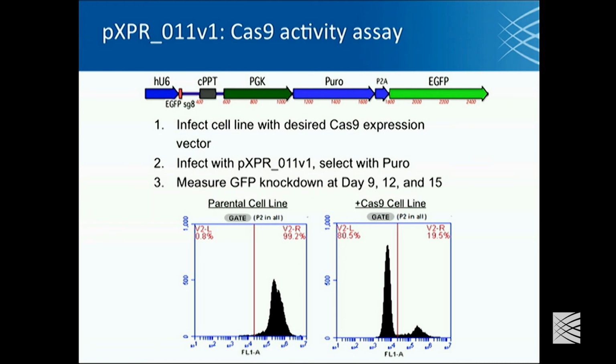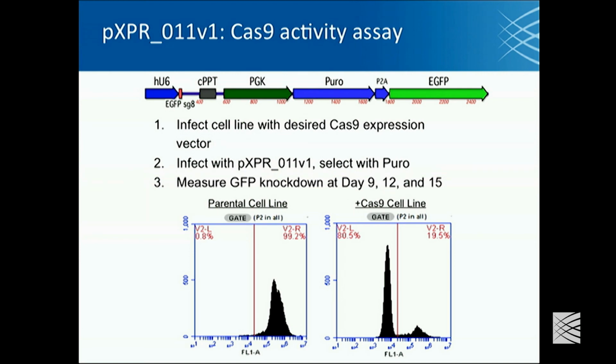Going into the Cas9 activity assay, you want to infect the cell line with your Cas9. For CRISPR knockout, you want to infect with PXPR011. We have 2 versions, version 1 or version 2, and select with puromycin. And then with version 1, you want to measure GFP knockdown at day 9, 12, and 15.